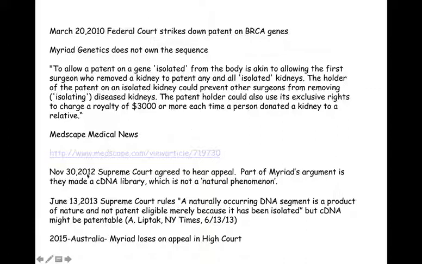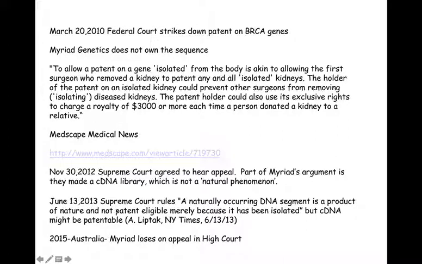Supreme Court, and then there was an appeal. It lost in that they couldn't patent the gene. 2012, there was an appeal, and their argument was they made a cDNA library, which is not a natural phenomenon. So when you make cDNA, that does not happen naturally inside of a cell, and so they're saying that was a unique, patentable experience as part of the process, and therefore they should be able to patent that.